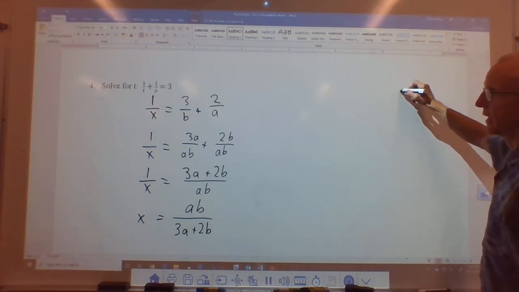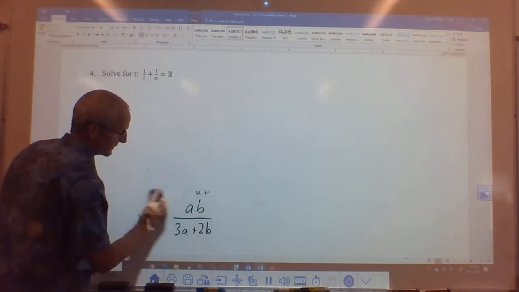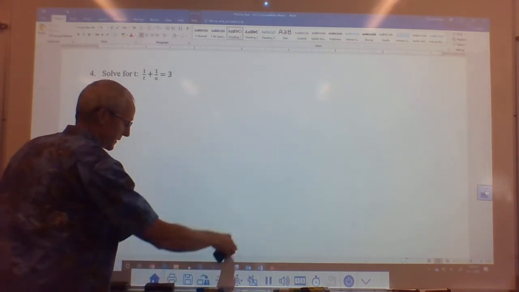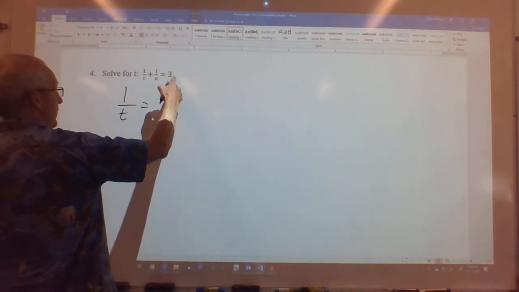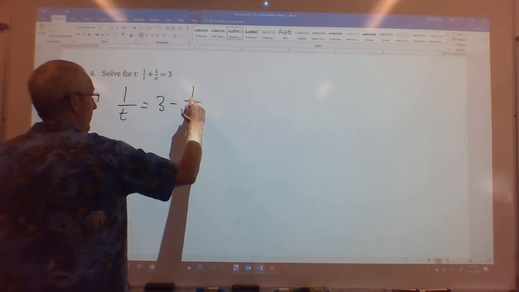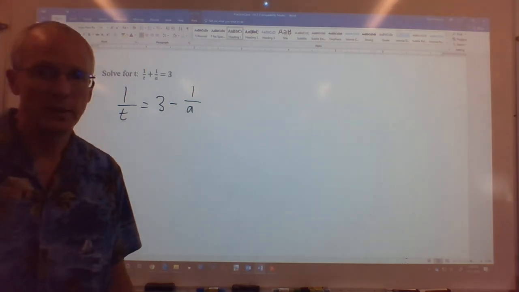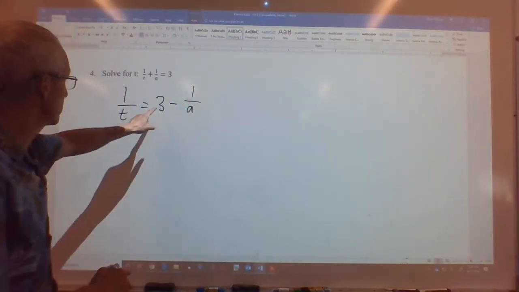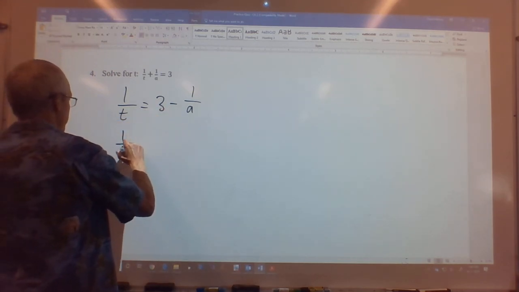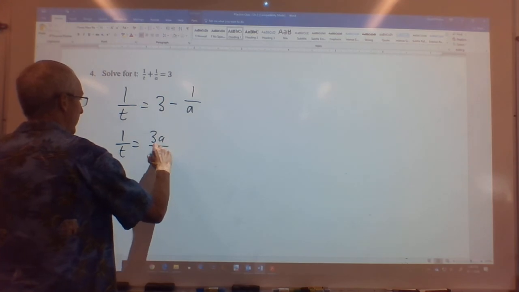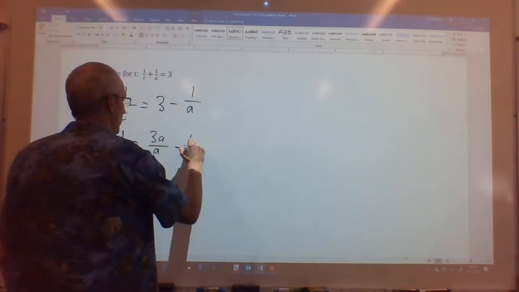Solve for t. Again, same idea here. We want to get the 1 over t by itself and flip it upside down. So 1 over t equals 3 minus 1 over a. Now we have to find a common denominator between 3 and 1 over a. So we multiply the 3 by a over a, and we put a on the top. So 1 over t equals 3a divided by a, which is clearly 3, right? The a's cancel, that's 3, minus 1 over a.